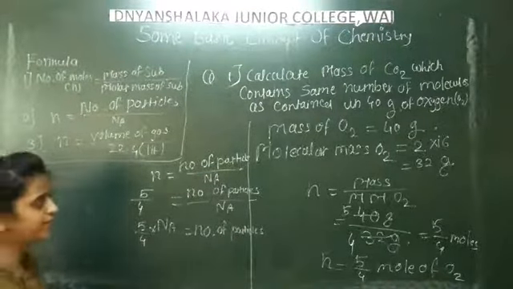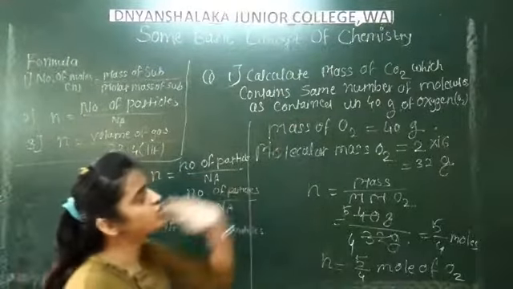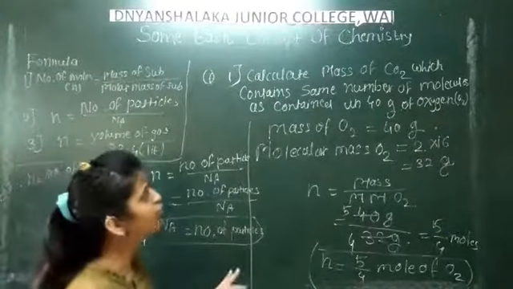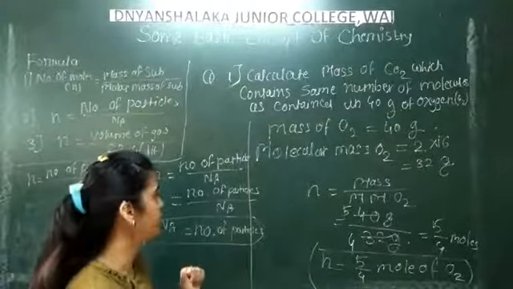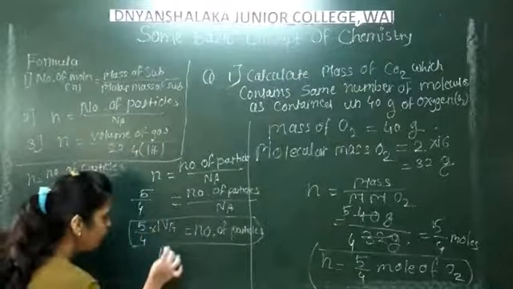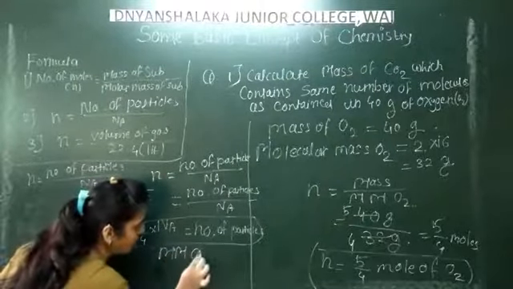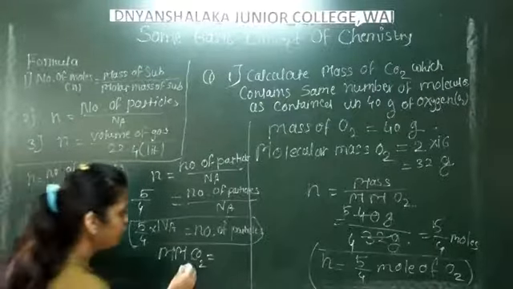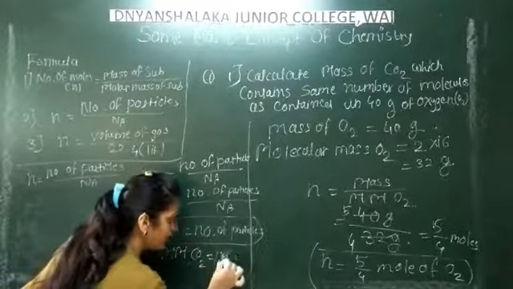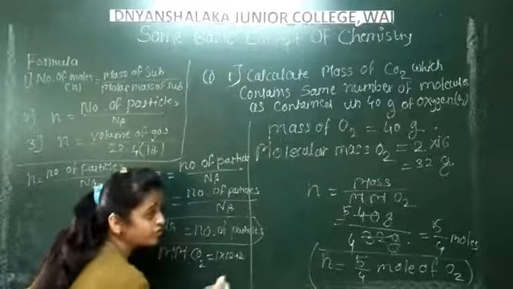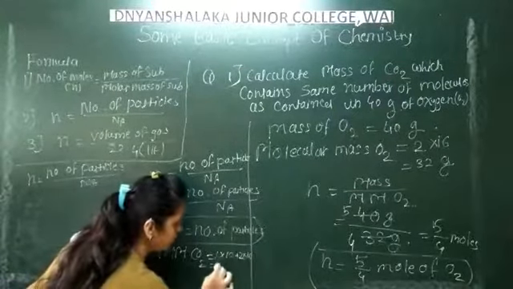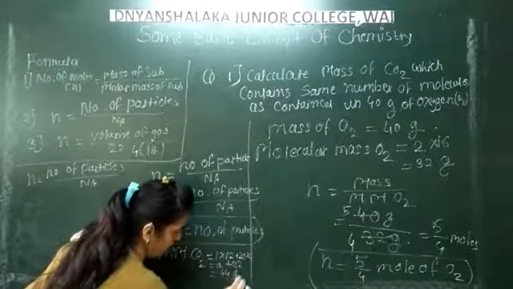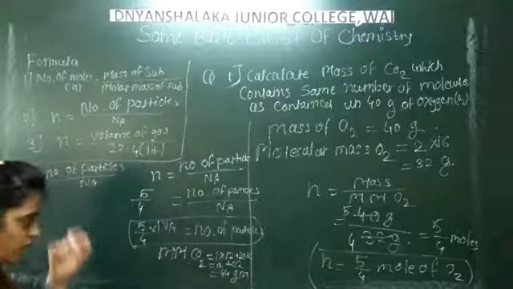Using this number of particles, we have to find the mass of carbon dioxide. Next, we first calculate the molecular mass of carbon dioxide. How to find it? 1 atom of carbon into atomic mass of carbon, 12, plus 2 atoms of oxygen into atomic mass 16. So 12 ones are 12 plus 16 twos are 32. So we get 44 gram as the molecular mass or molar mass of carbon dioxide.